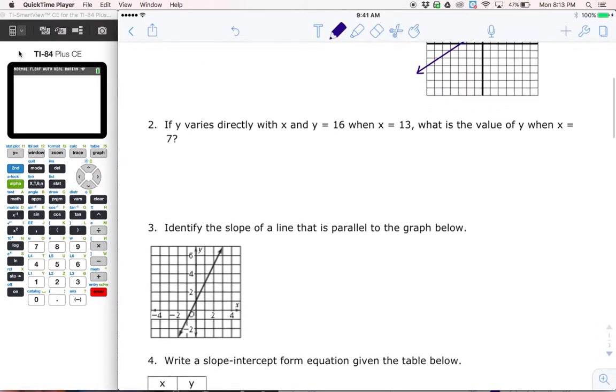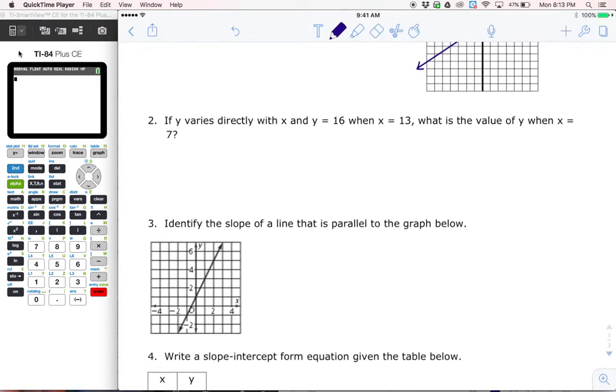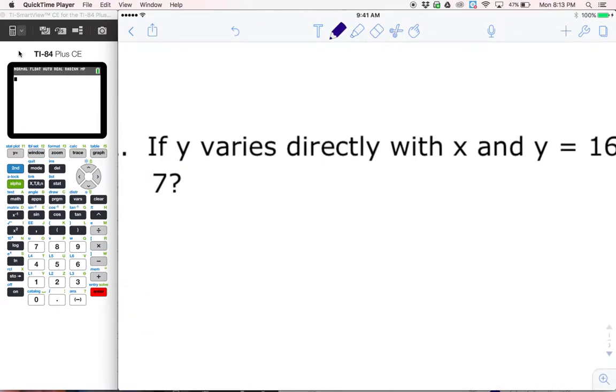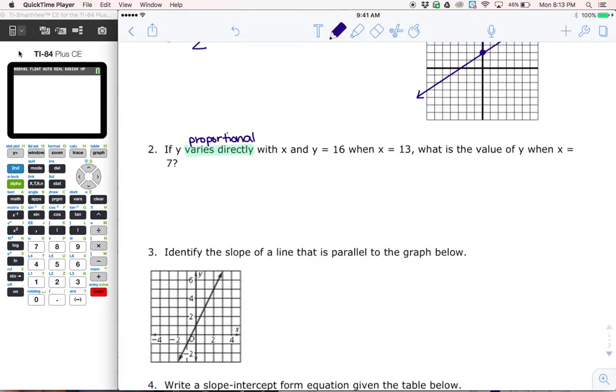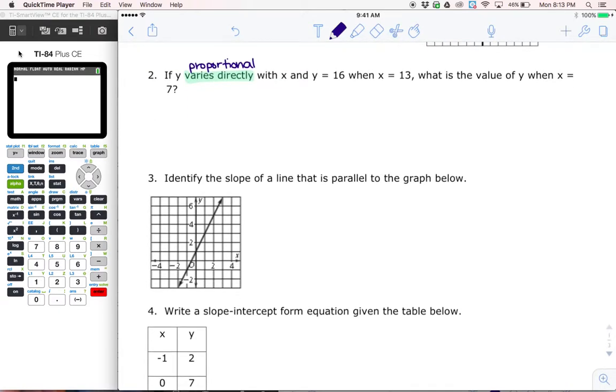Problem 2. If y varies directly with x and y equals 16 when x is 13, what is the value of y when x equals 7? The key to being able to answer this question is understanding the phrase varies directly and knowing that that just means that you can set this up using a proportion, right? These relationships are proportional. Now, with direct variation, it's always a good idea to do y over x, but honestly, if you do x over y, it doesn't matter too much as long as you stay consistent.